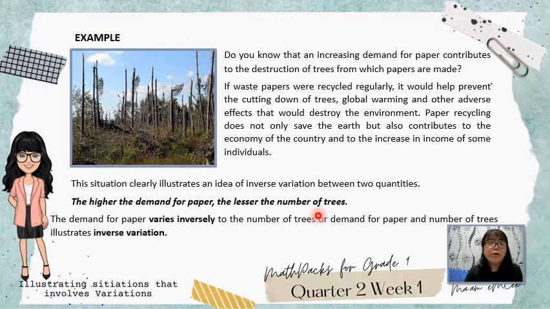Again, we are talking about here the demand for paper and the number of living trees. They illustrate a situation for direct variation if we are talking about the demand for paper and the number of trees that will be cut, because more paper means more trees to be cut. So that is direct variation. But again, we are talking about the demand for paper here and the number of living trees. Of course, if you will cut more trees, then there will be lesser trees that will be left. Okay?